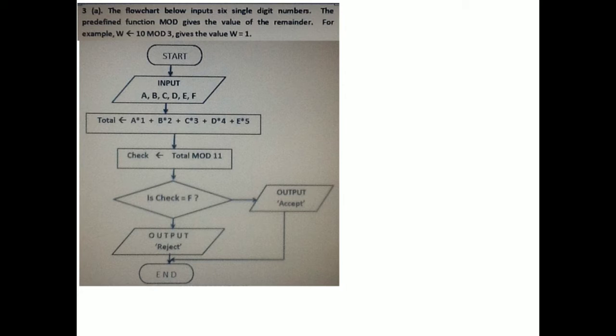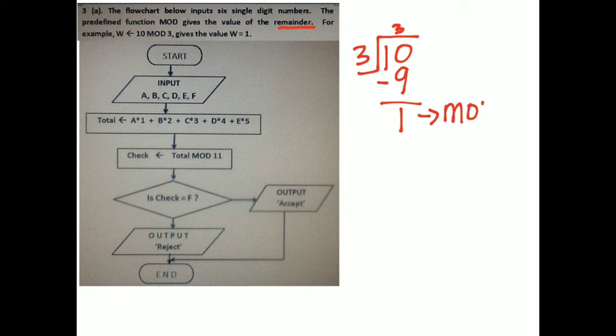So W, it says there, is the remainder. Okay? So it means that when you divide 10 by 3, you get 3 here. You get 9. When you minus that, you get 1. So this is your value of mod. It says there W is equal to 1.